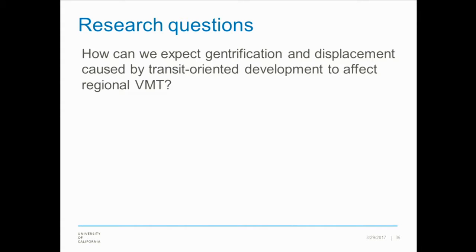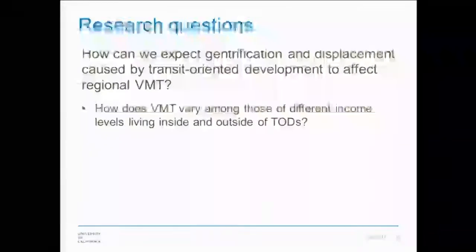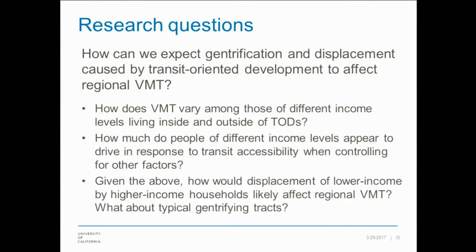The overall research question was how we can expect gentrification and displacement caused by transit-oriented development to affect regional VMT. And that entailed three sub-questions. And Maggie, if you want to just put those three up, those are: how does VMT vary among those at different income levels living inside and outside of TODs? And that just means near and far away from rail stations.